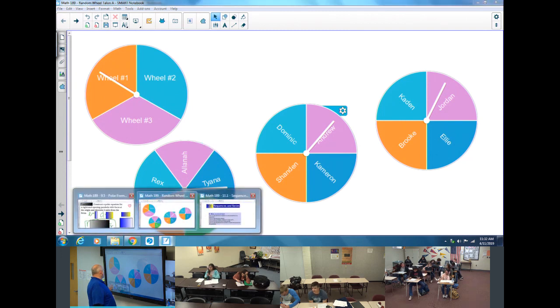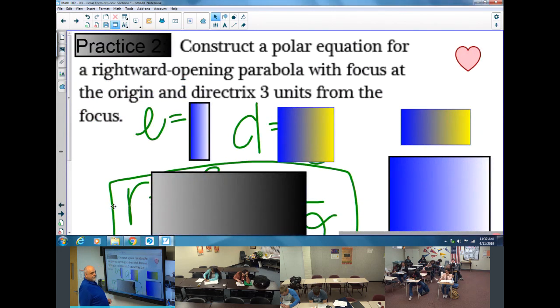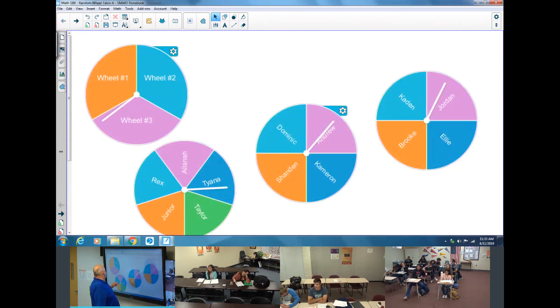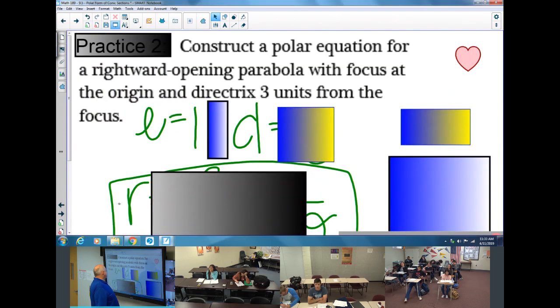So Tiana, what's E? 1. Okay, because it's a parabola. Cameron, what type of conic section is it? We already said parabola. What's D? 3.